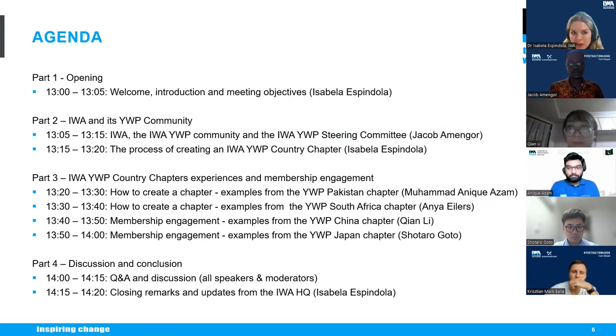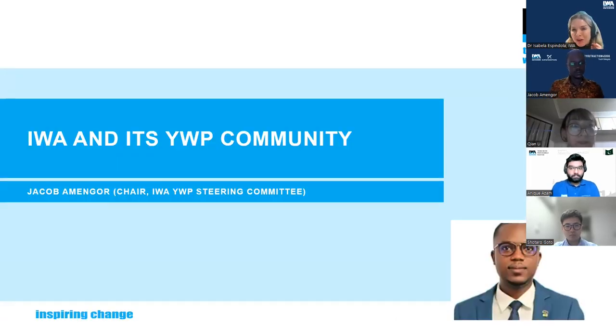So our agenda, this is what we prepared today. We split this event in four parts. This is the opening part that we are now. Then Jacob and I are going to present about the IWA and its young water professional community. Part three will be focused on the country chapters, experiences, and membership engagement, with examples from Pakistan, South Africa, China, and Japan. Then we will have a part of discussion and conclusion, and finally, our closing remarks and some updates from the Secretariat. Jacob, I hope that you're ready.